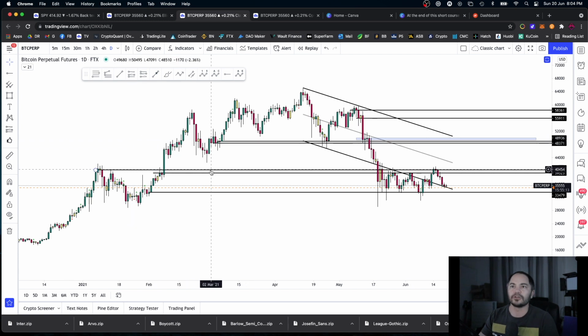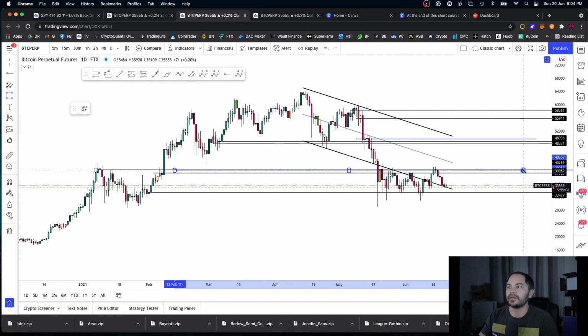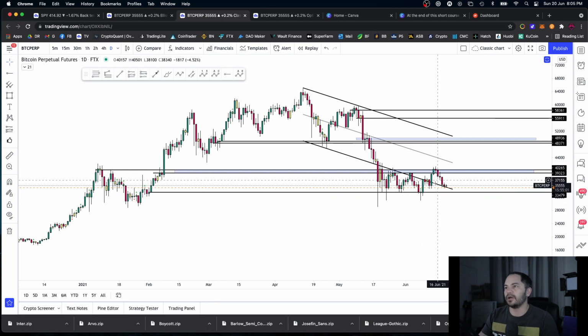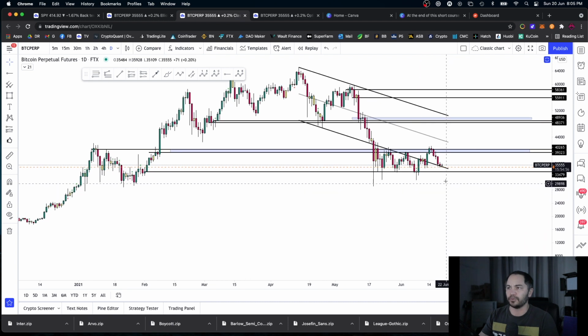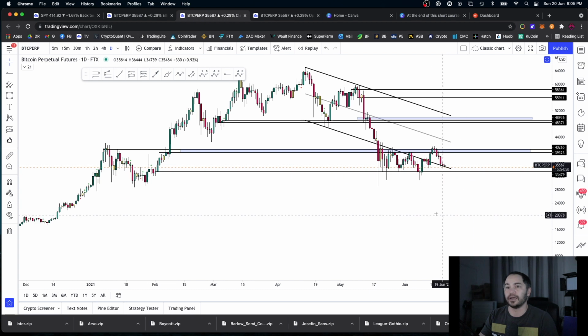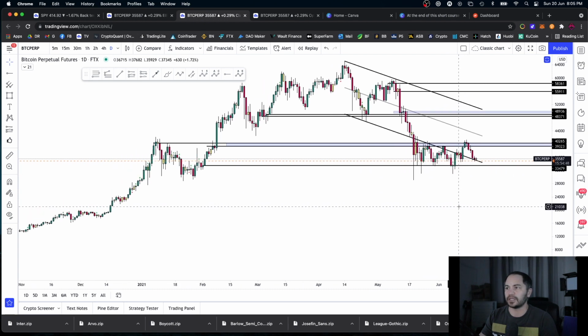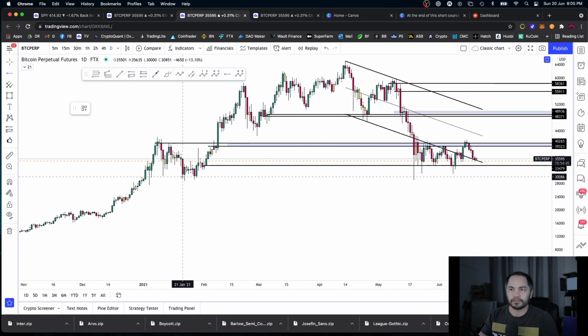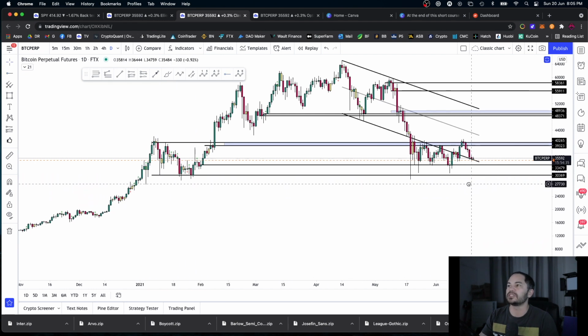Sometimes when you've got them nice and close together like this, it's better to just grab a rectangle tool and chuck it in like that. Right now, obviously, we're sitting right above a really good area of support, so we don't want to be looking at shorts when we're sitting right above support. If we lose this, however, I would be open to looking at some short positions, and obviously that's going to be a support area right there. You can see we've got a wick touch there, another wick there, candle close right there. So that's going to be the next area, at 30,000.